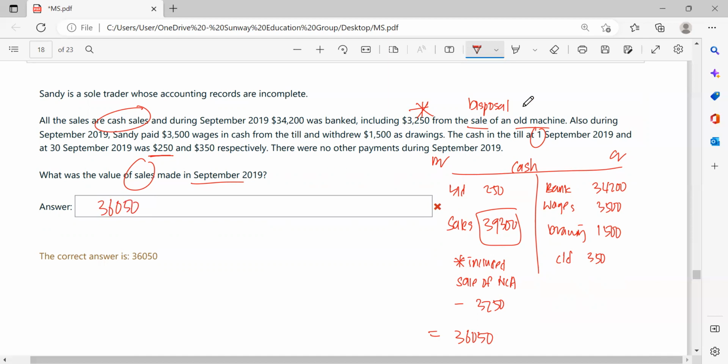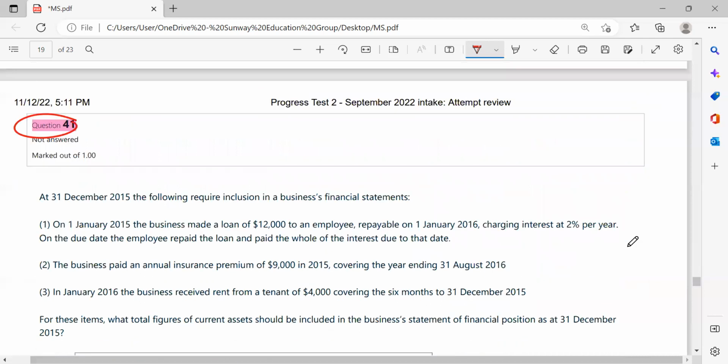Once again, selling a non-current asset, don't put it in the sales account. I never taught you this before. Selling a non-current asset should be in the disposal account. When you sell goods, then only the sales account. Okay, continue. Question 41.